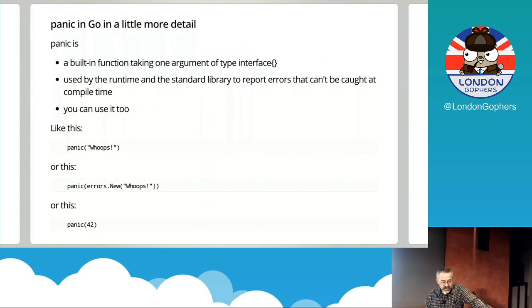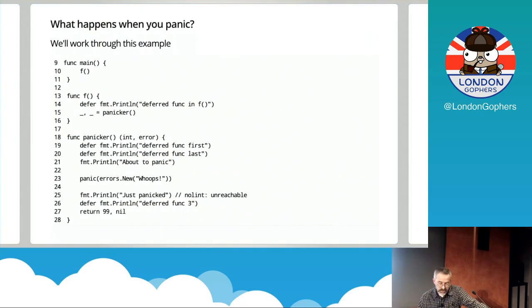So as I say, it's a built-in function. It takes a single argument of the empty interface. You can pass anything into it. And it's used by the runtime and the standard library to report errors that can't be caught at compile time. And you can use it too. And there's some examples there of how you might call it yourself. And it is a function. It's not a keyword or some magic in the language. And it will appear in stack traces if you look for it.